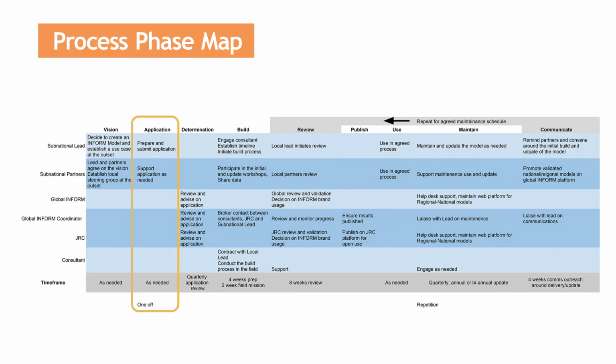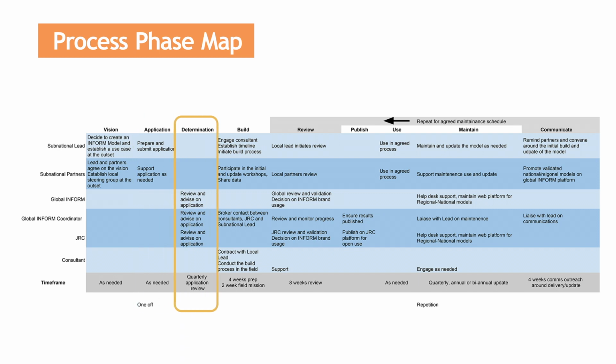In the application phase, the subnational lead completes an application to initiate the process using a template provided by Global INFORM. The template documents the vision, use case, integration strategy, and maintenance plan. The application requires information on how the lead and partners will fund the construction and maintenance of the tool over time.